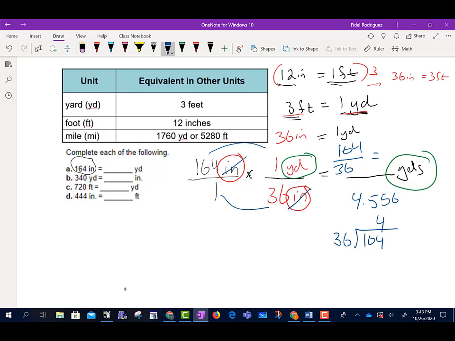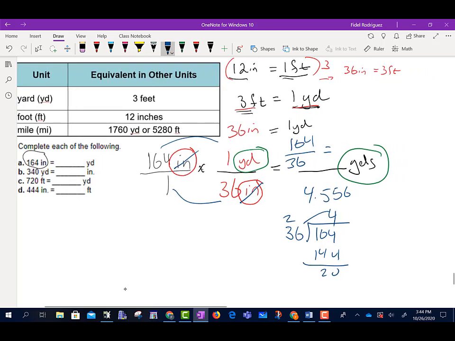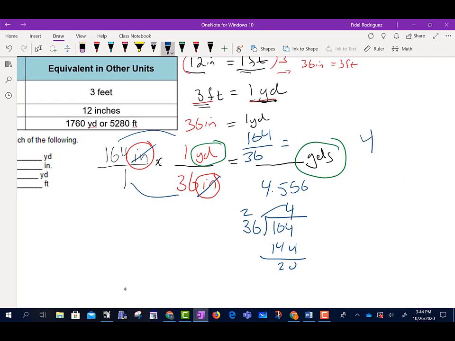So 4.555, and I might write 4.56, or, let me see, 36 into 164. We know it goes in 4 times, right? 4 times 6 is 24, and 4 times 3 is 12, plus another 2 is 14. If I subtract, I have a remainder of 20. So I might write it also as 4 and 20 over 36, but I can reduce this part of the fraction. I can divide them both by 4. So 4 and 5/9 yards.